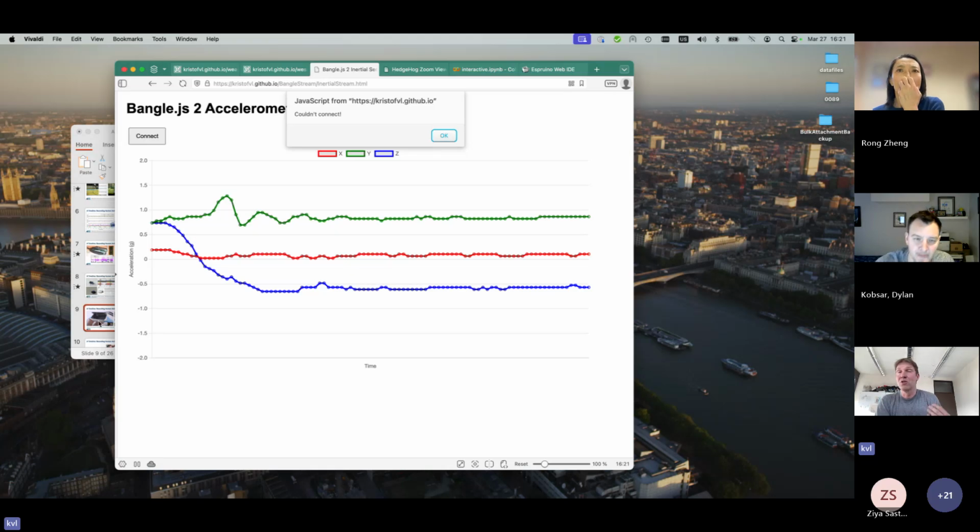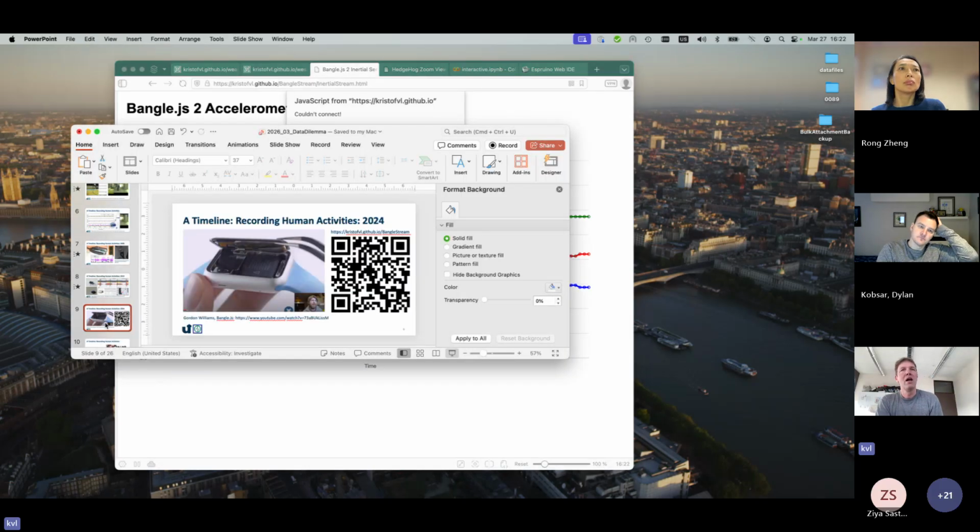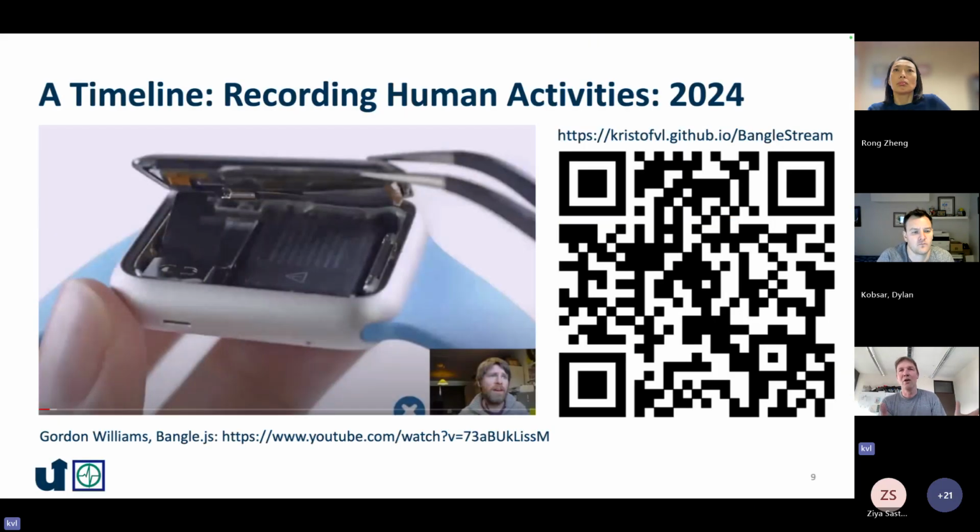But what is new here is that it's so easy. I can just take over my smartwatch wirelessly via Bluetooth and program it to send me all its accelerometer data, for instance. I could do the same, of course, with the heart rate sensor, with any of that.